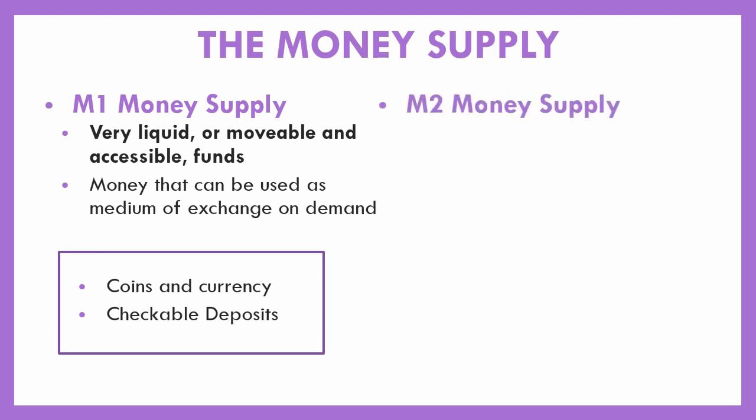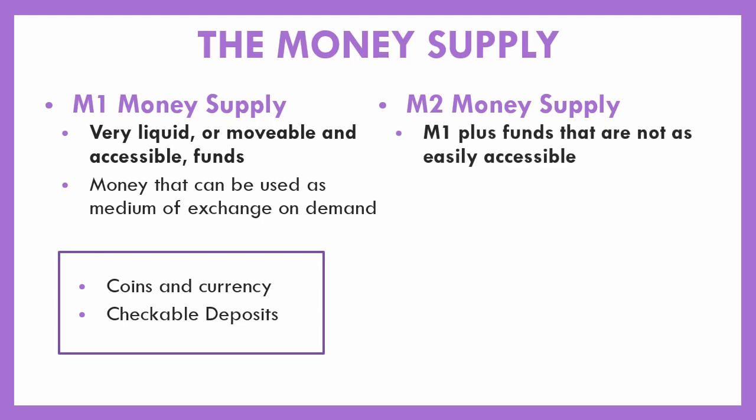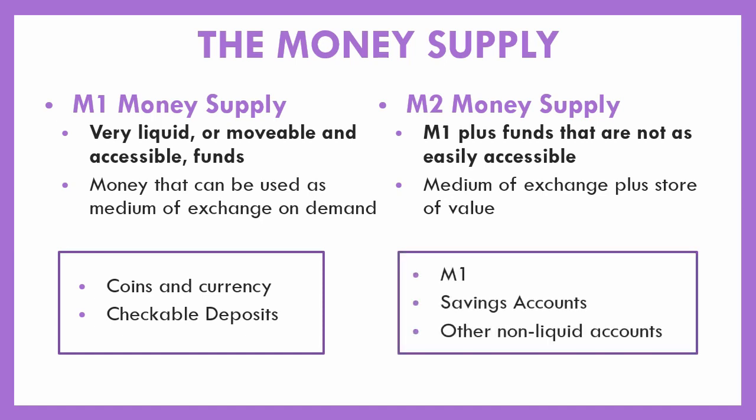The M2 money supply takes it a step further. The M2 money supply includes everything in the M1, but it also includes some other things that aren't necessarily as easily accessible or not as liquid. So it's all of that stuff that's used as a medium of exchange. So it does include the M1. M2 does include M1, but it also adds in things for store of value, right? So obviously we include the M1, but then we also include savings accounts, and we use other non-liquid accounts like money market funds and CDs or time deposits.